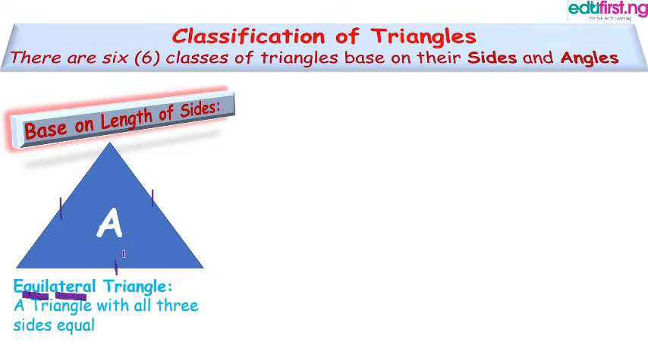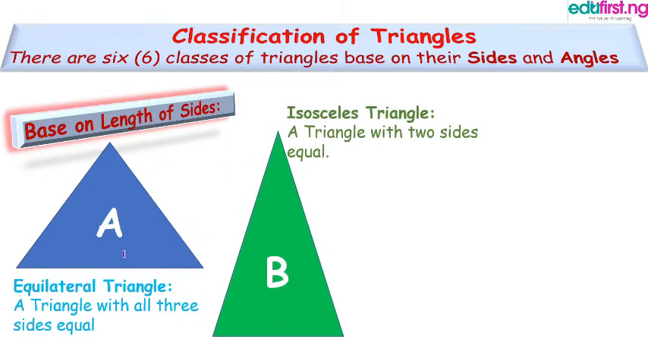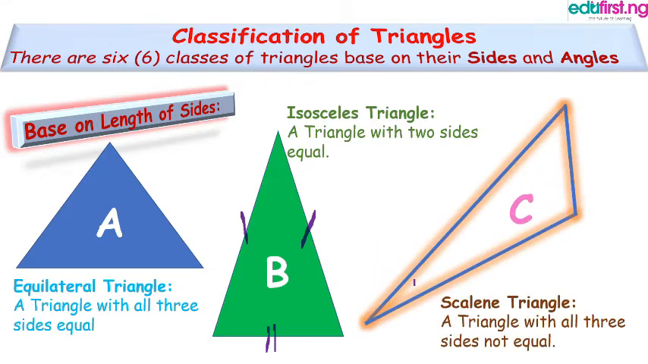So any triangle where the 3 sides are equal is known as what? An equilateral triangle. How about figure B? Figure B is an isosceles triangle. Why? Because 2 sides are equal, then one of the sides is different. Any triangle where 2 sides are equal and one is different is known as what? An isosceles triangle.